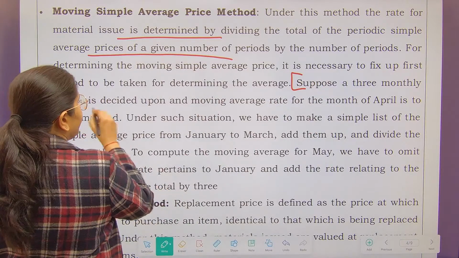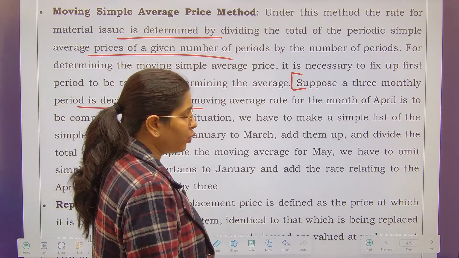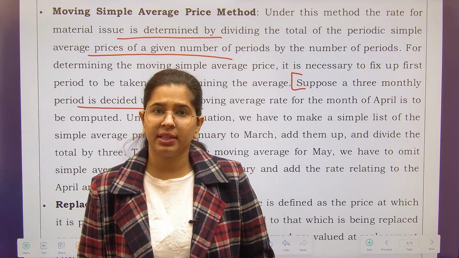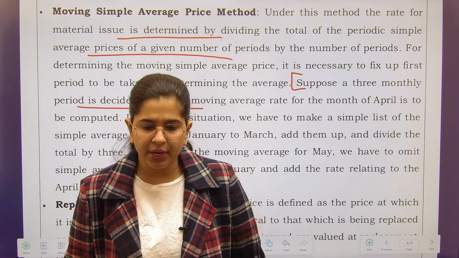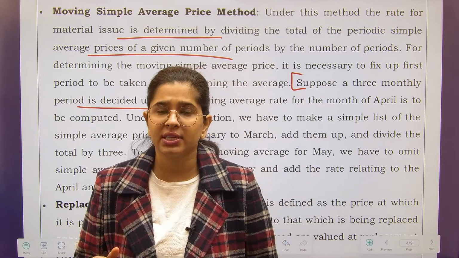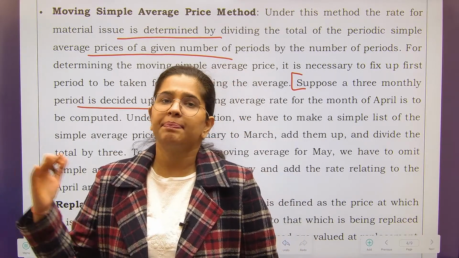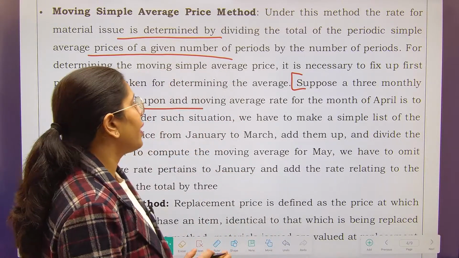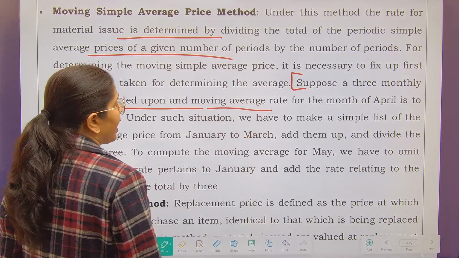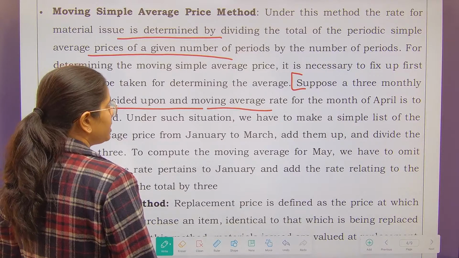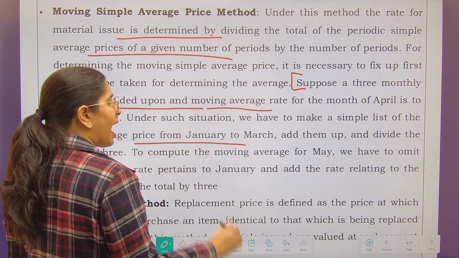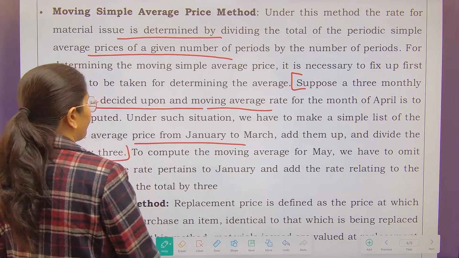Suppose a 3-month period is decided upon, means you want to calculate the prices you have received in the 3-month period. Means I want to calculate the simple average of all the prices at which I have purchased my material from the supplier in the past 3 months, right? So how will I do it? Suppose you want to calculate the simple moving average rate for the month of April. In this situation, you will make a list of prices from January to March. You will add all those prices and divide the total by 3.